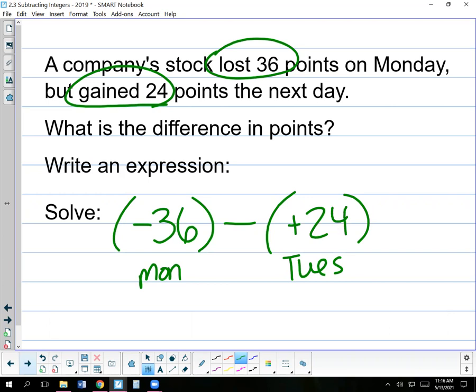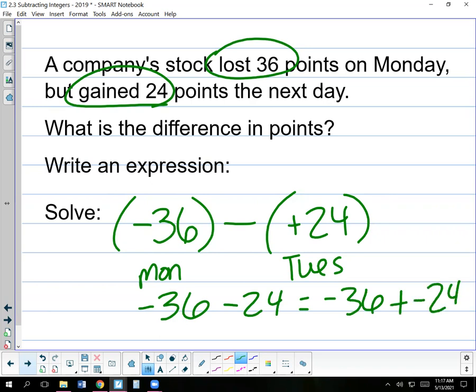But I'm finding the difference. You see again how I'm saying Monday, Tuesday, so now subtraction's in the middle. Will this become a positive? Do I have a negative times a negative here? No, so it's just negative, right? So now I would have a negative 36 minus 24, which is a negative 36 plus a negative 24. So what is the difference in their scores? You would add those up, and because they're both negative, negative 60. So what's the difference in their points? 60 points.